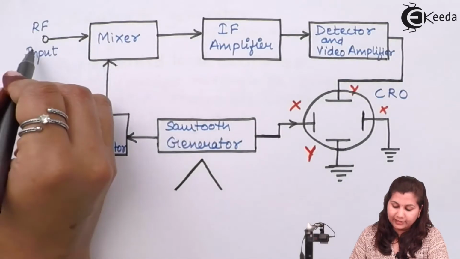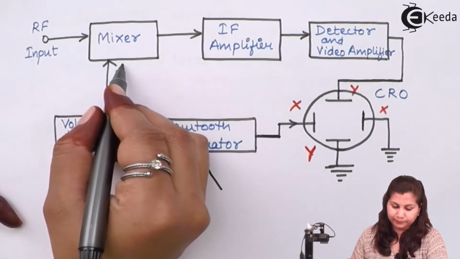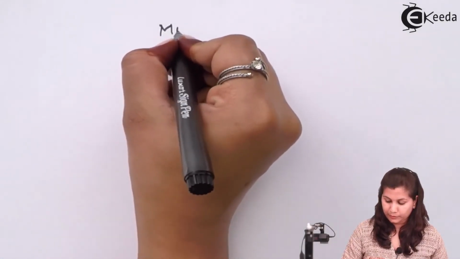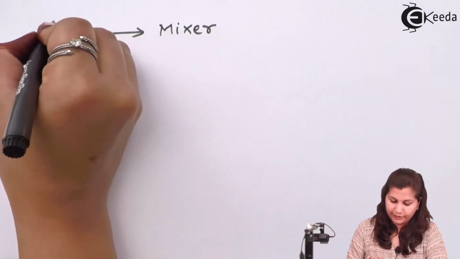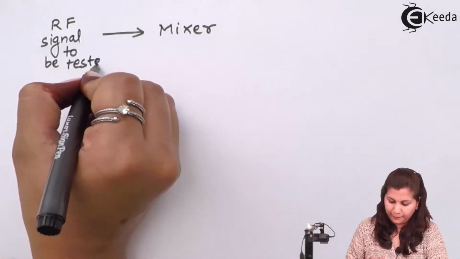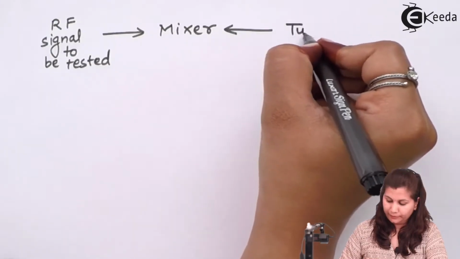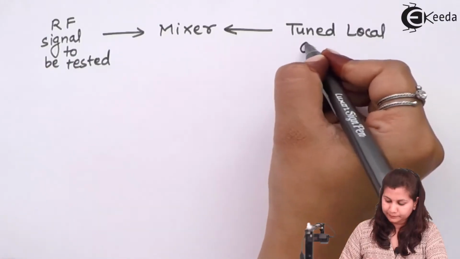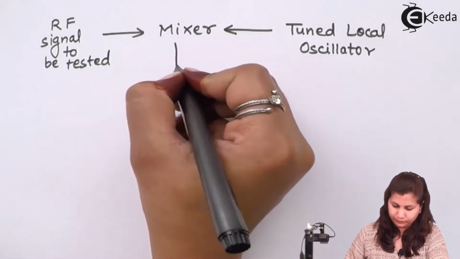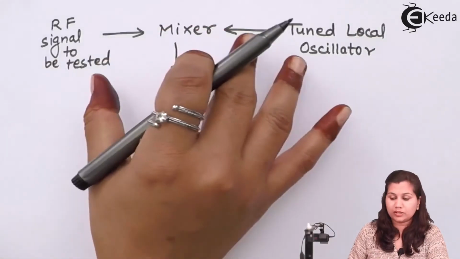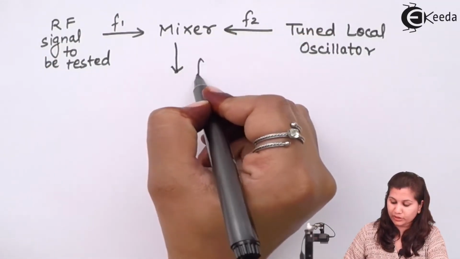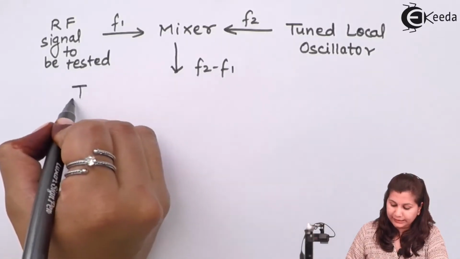So now this mixer is getting the RF input and the input from the local oscillator. To the mixer we have one, the RF input, or we can say the RF signal to be tested, and another coming from the tuned local oscillator. Now this mixer is going to produce the intermediate frequency, which is the difference of these two frequencies. This is F1, this is F2. So it is going to produce the difference of the two, which is F2 minus F1, known as the intermediate frequency.